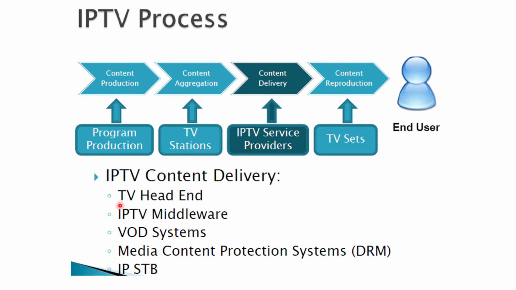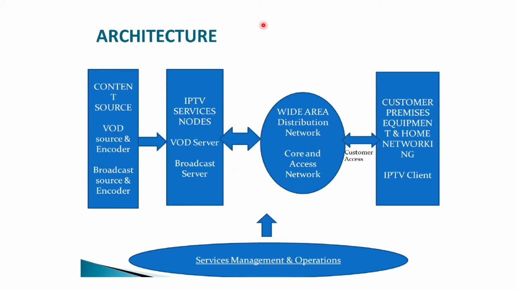So you can say the IPTV content delivery, TV head end, IPTV middleware, video on demand systems, media content protection systems, and then IP set top box. So this is nothing but you can say how this IPTV process takes place. What is the architecture of the IPTV?